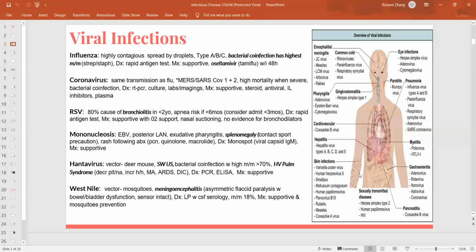For kids, they generally get very, very congested, so nasal suction is very important. There's no evidence for bronchodilators like albuterol, which we have been using in the past.